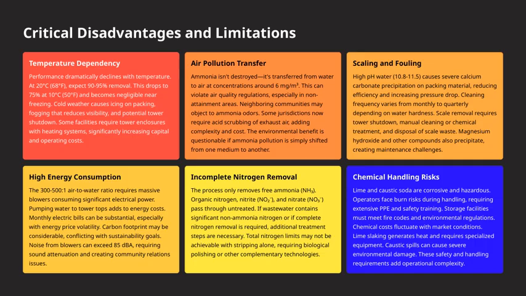Then we have scaling and fouling issues. When water has a high pH, typically between 10.8 and 11.5, calcium carbonate can precipitate out and deposit on the packing material. This reduces the efficiency of the process and increases pressure drops across the tower. To keep things running smoothly, cleaning might be needed monthly or quarterly, depending on water hardness. Removing scale usually means shutting down the tower for manual cleaning or chemical treatment, which is labor-intensive and generates waste.